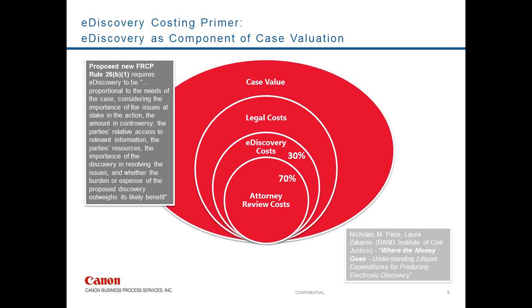The new rule requires that proportionality be considered: the importance of the issues in the case, the amount in controversy, the party's access to resources, the importance of the discovery in resolving the issues, and whether the burden of the expense balanced against the benefit is appropriate. And I think that this will continue to put pressure on technology partners and lawyers to find ways to be cost-effective with these solutions.